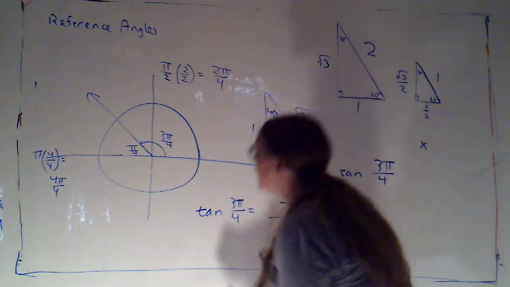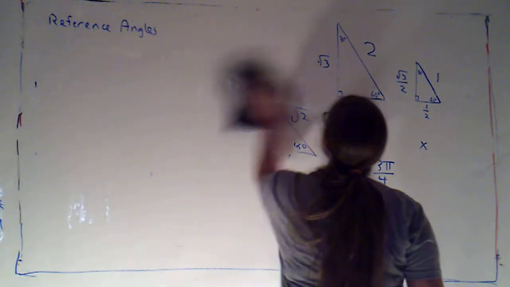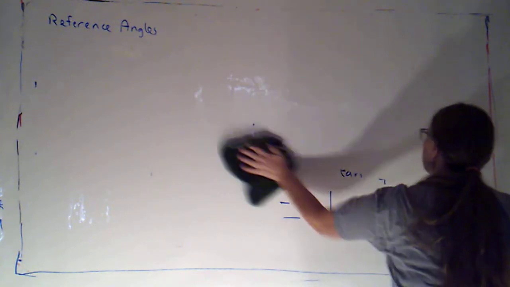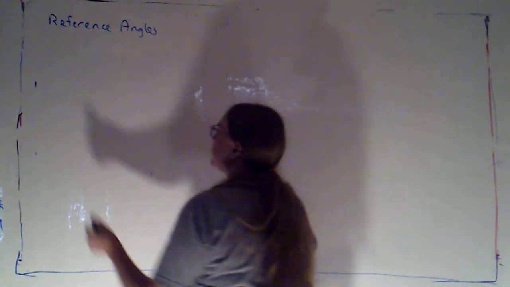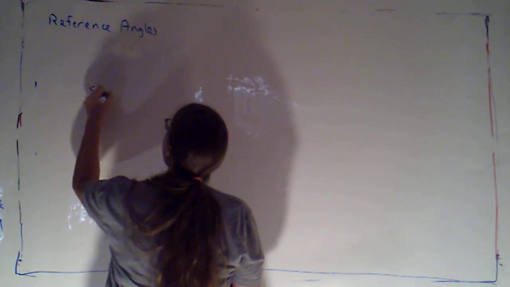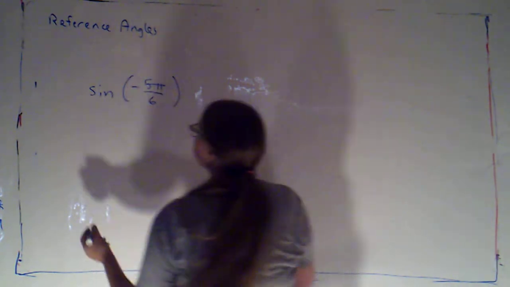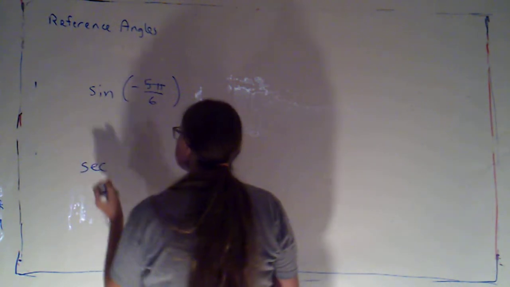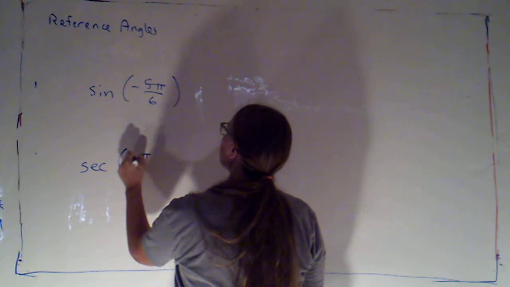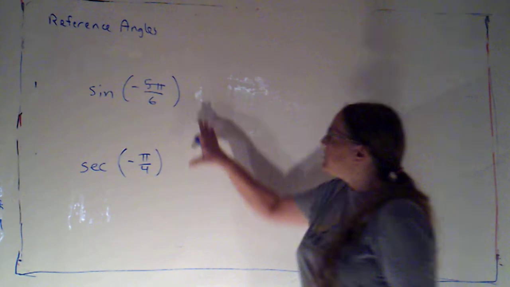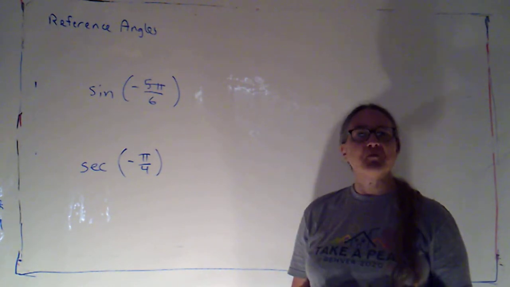All right, so I'm just going to give you folks 2 problems to try. This video's been going for a little while, so what I'll do is give you these problems, end this video, and then in the next video we'll go over them. So let's try sine of negative 5 pi over 6, and then let's try secant of negative pi over 4. So try both of those, and then in the next video, as I said, we'll go over them together.